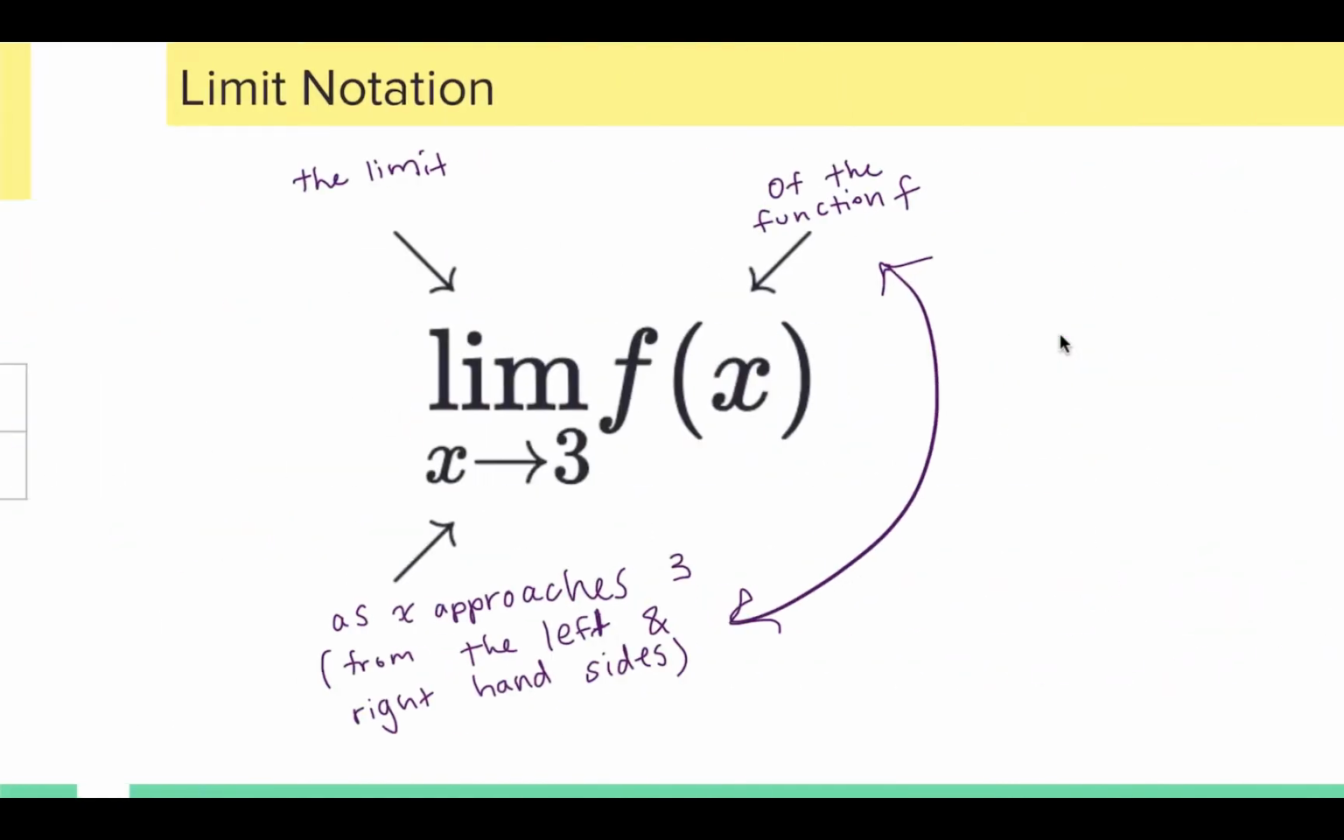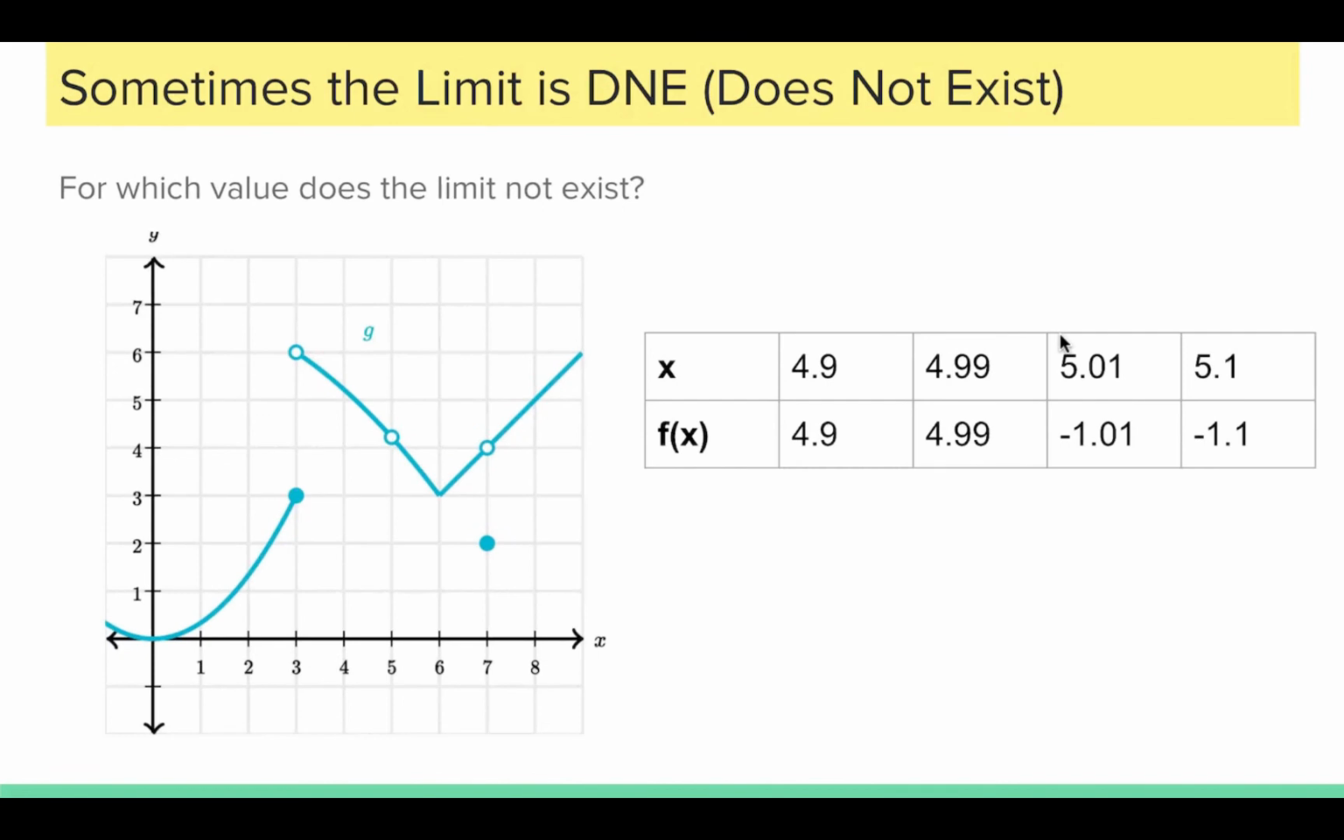Okay, let's look at some examples where that's not necessarily true. Sometimes the limit is DNE, and DNE means does not exist.